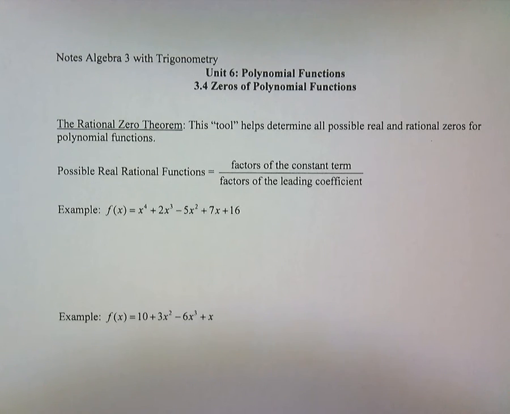Okay, this is the fourth section of chapter 3. It's unit 6, polynomial functions. So it's hard to imagine how everything comes together in this unit because it does take a long time to go through. It's one of our longest units.